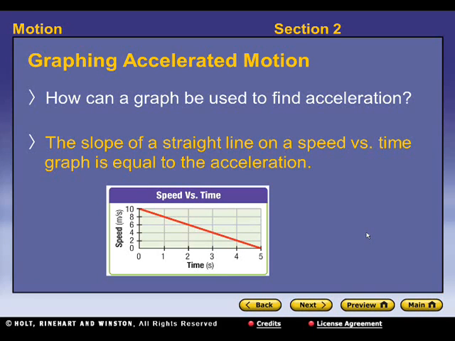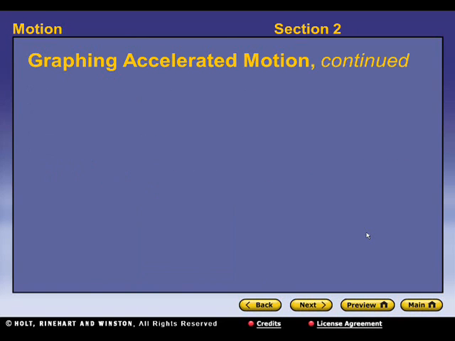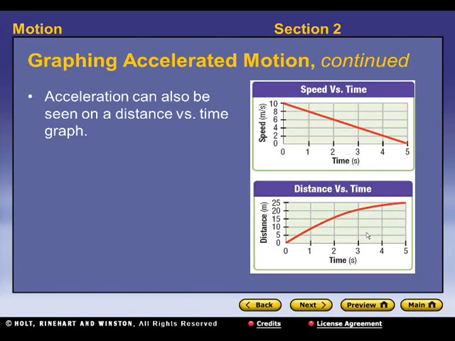So how can you use a graph to find acceleration? On a speed versus time graph, which you can see here, the slope of the line is equal to the acceleration. Just like on a distance time graph, the slope of the line was velocity there. In this case, if you do rise over run, speed in meters per second divided by seconds, meters per second squared is the acceleration. So the slope of the line on a speed versus time graph is equal to acceleration.